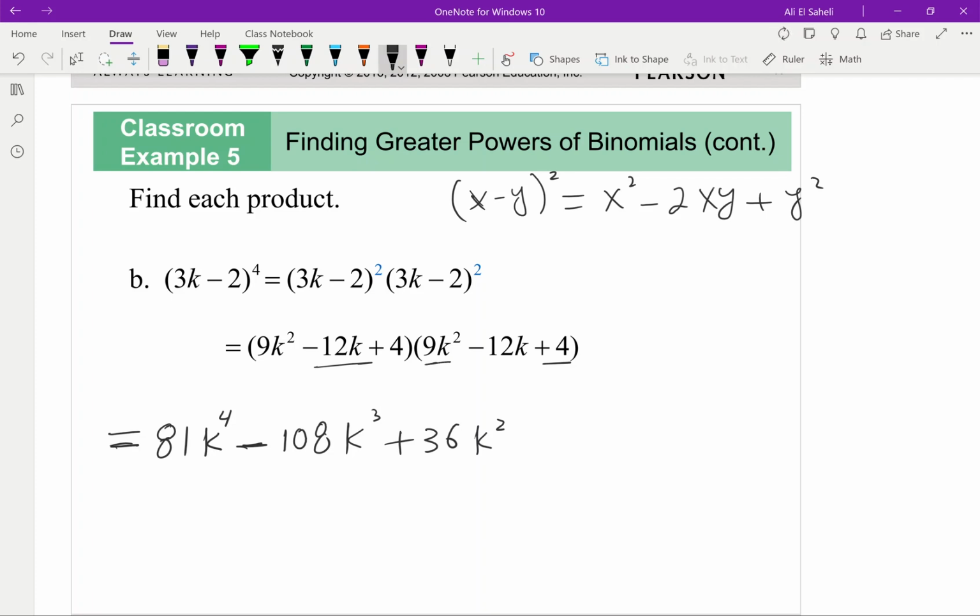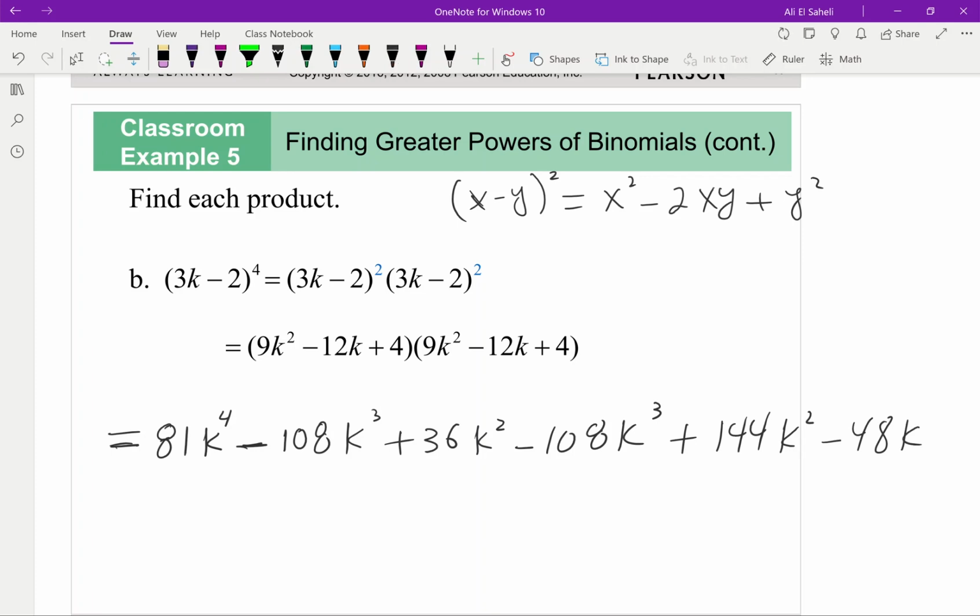Then minus 12k. Minus 12k times this is minus 108k cubed. Minus 12k times this: minus times minus is plus. 12 times 12 is 144, and k times k is k squared. Minus 12k times 4 is minus 48k.